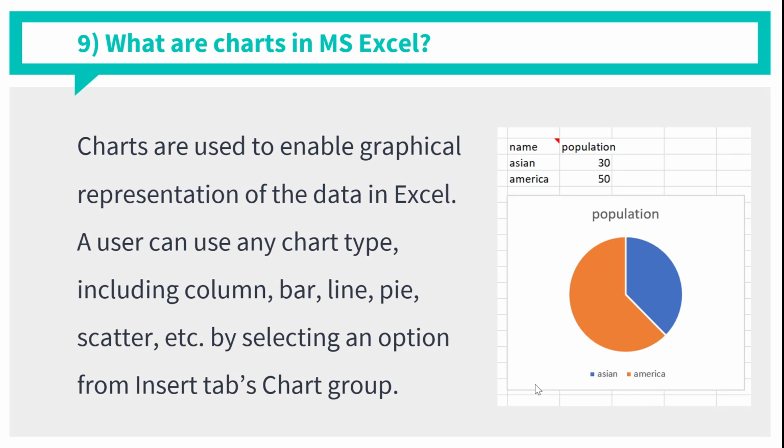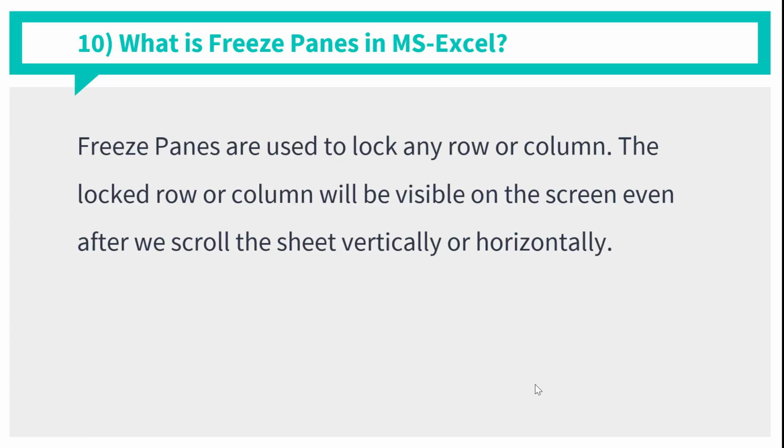What are the charts in MS Excel? Charts are used to enable graphical representation of data in Excel. A user can use any type of chart, including column, bar, pie, line, scatter, and etc. charts. What is freeze panes in Microsoft Excel? Freeze panes are used to lock any row or column. The row or column will be visible on the screen even if we scroll the sheet vertically or horizontally.